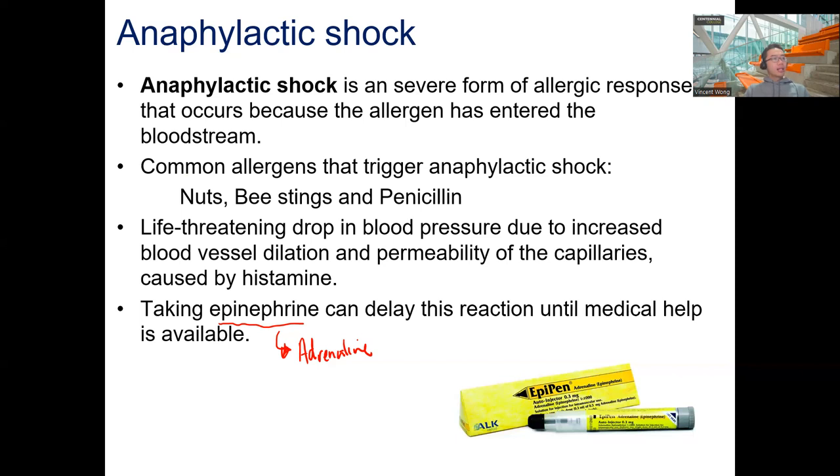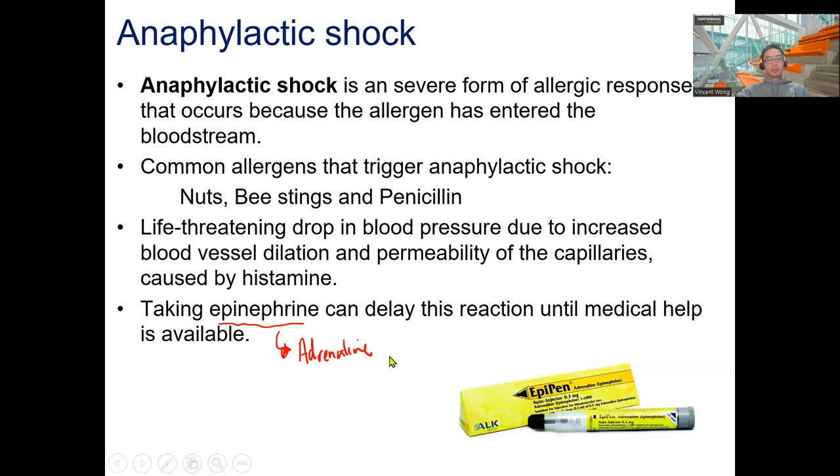How does an allergen like nuts enter into the bloodstream? It doesn't have to enter the bloodstream, right? You can ingest it, you can inhale it. Remember, you have lymphatic organs in the tonsils, right? So just by breathing it in, that could already trigger it. It doesn't necessarily have to end up in your bloodstream per se.